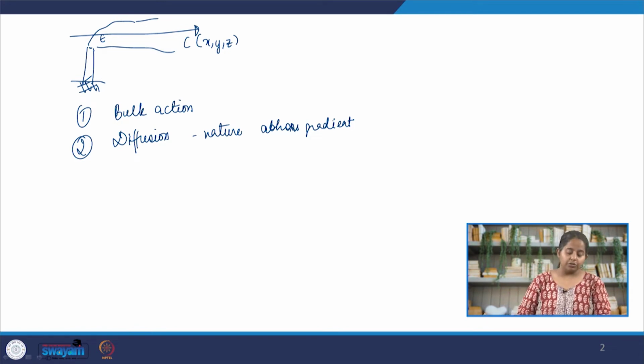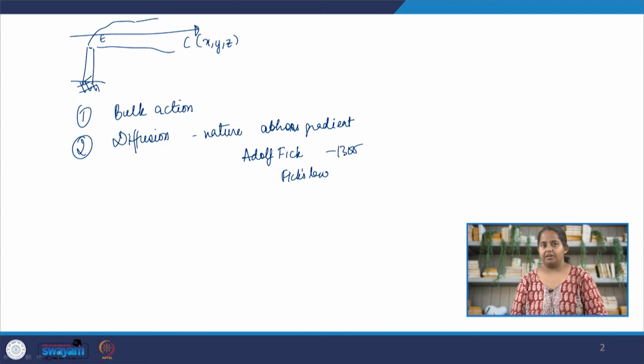In diffusion, we use a very simple law given by Adolf Fick, I think it was in the year 1355, and it is called Fick's law. And we are going to use that law to start deriving our Gaussian plume model. But before we do, we need to look at some other part of the bulk action.